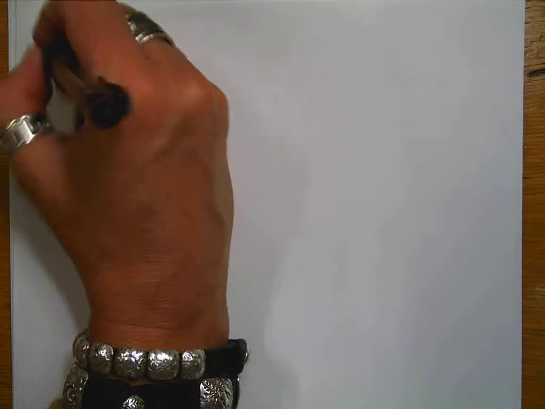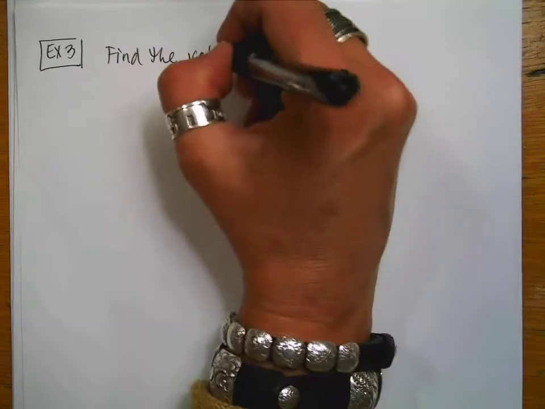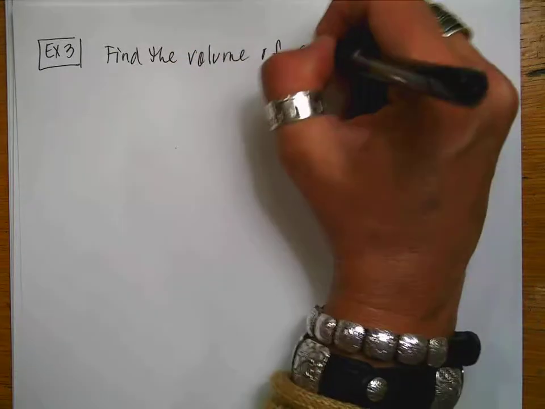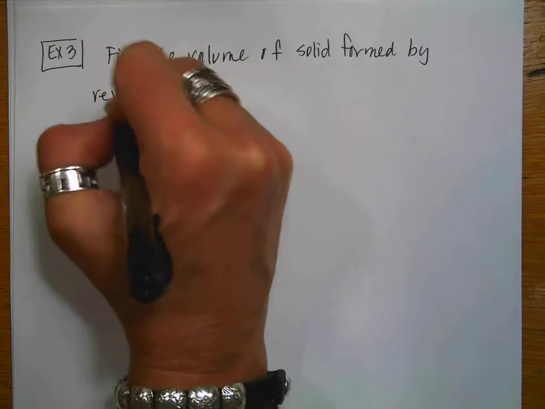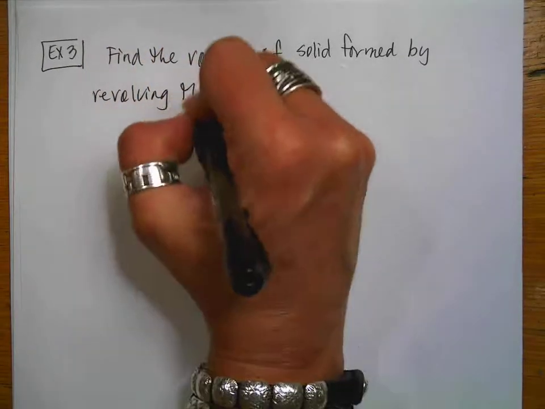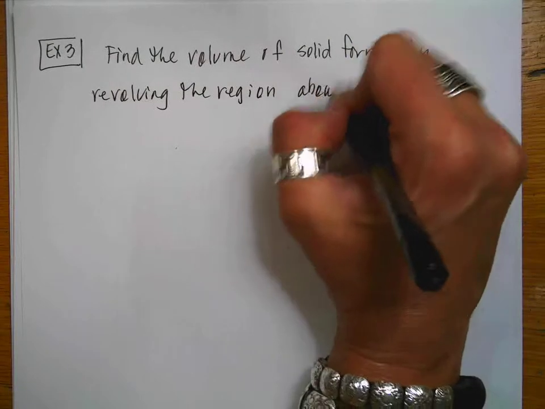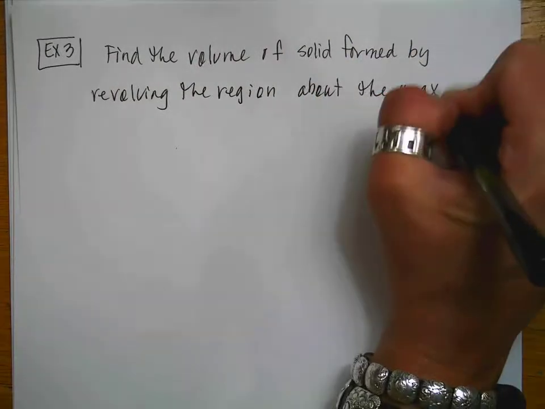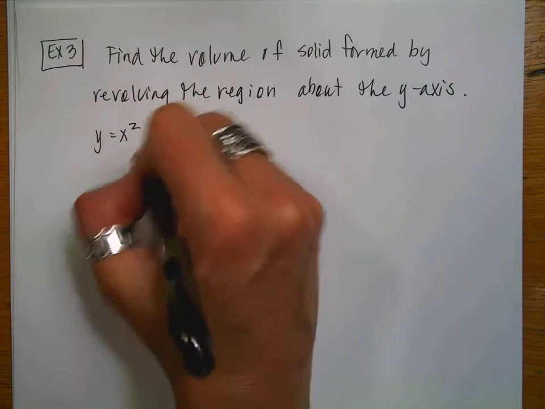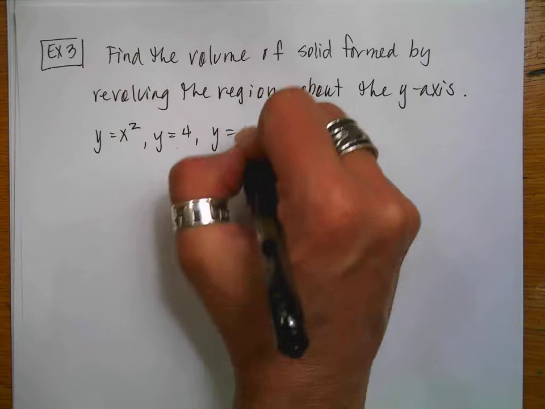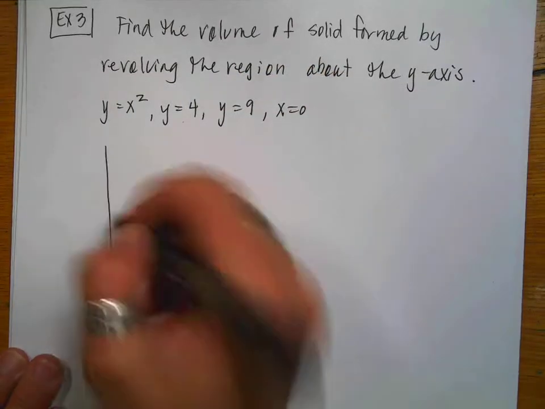again, we're going to have a slightly new situation. So for example number 3, I want to find the volume of the solid formed by revolving the region, and in this one, we're going to revolve the region about the y-axis, which makes our party a little bit different. So we're going to be given y is equal to x squared, y is equal to 4, y is equal to 9, and then x is equal to 0.